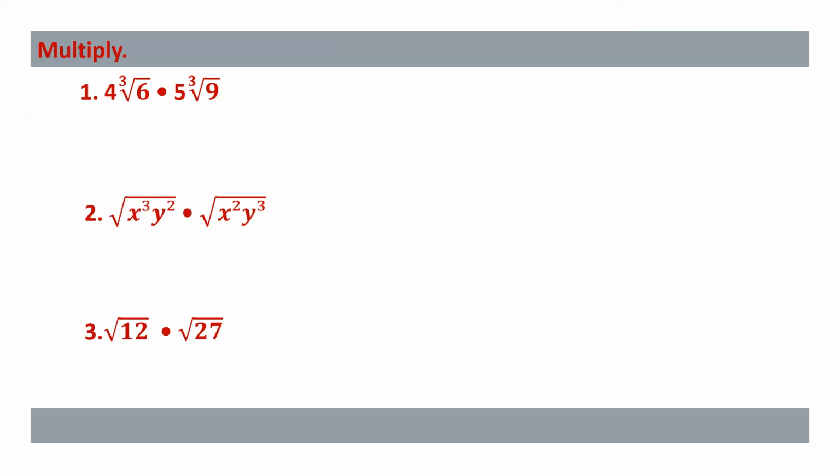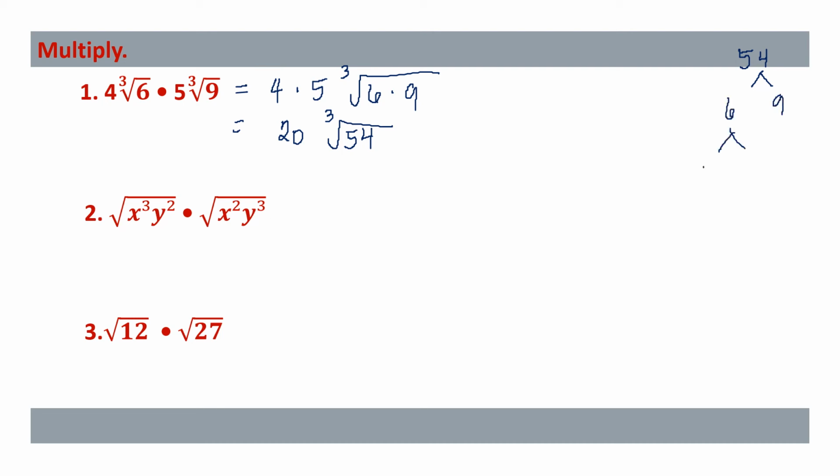Let's have more examples. Multiply number 1: 4 cube root of 6 times 5 cube root of 9. So first we multiply 4 times 5. And then cube root of 6 times 9. 4 times 5 is 20. And then 6 times 9 is 54. Now using factor tree, let us simplify cube root of 54. 54 is equal to 6 times 9. 6 is 3 times 2. And 9 is 3 times 3.